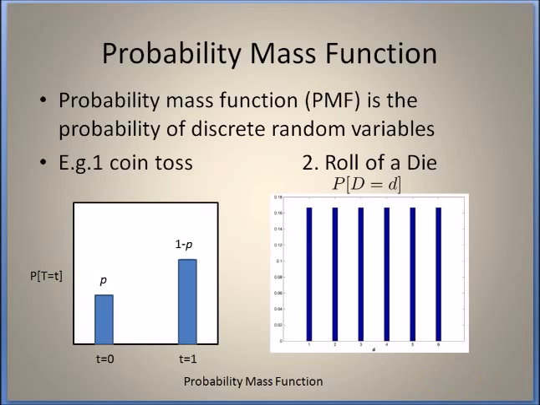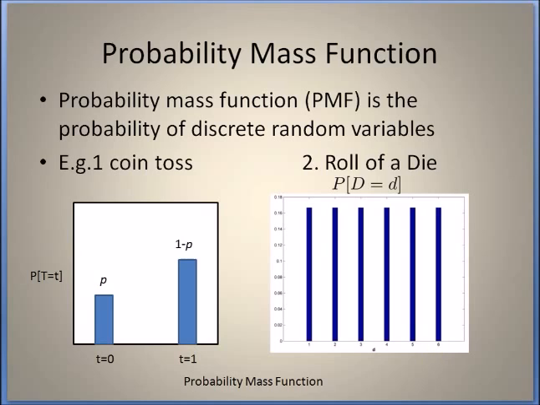This probability mass function has a value of 0 for t less than 0, for t between 0 and 1, and also for t greater than 1. So basically the probability mass function has only non-zero values at the discrete realizations of this random variable.